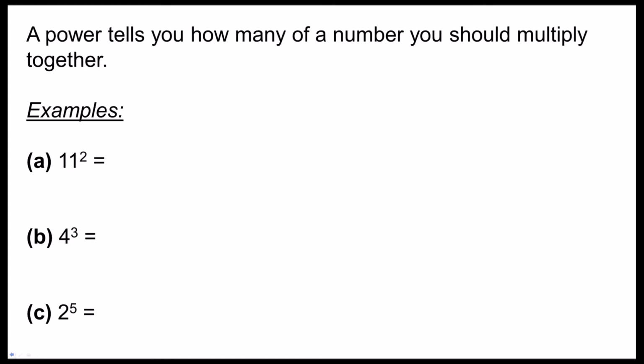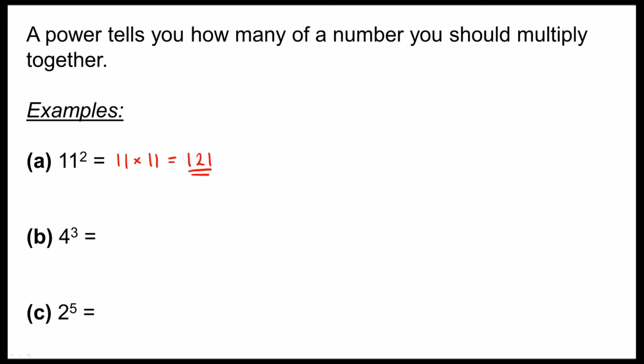So, in our first example, we're asked to calculate 11 squared. We have a little 2 at the end, so that means that we have two 11s which are being multiplied together. 11 times 11 I know is 121, so that's my answer.